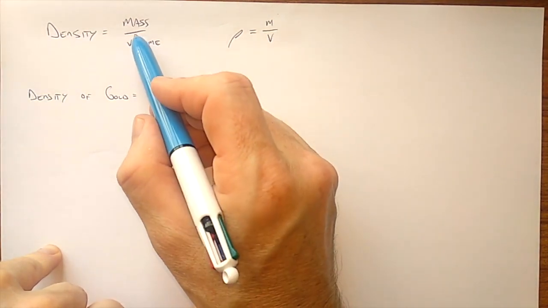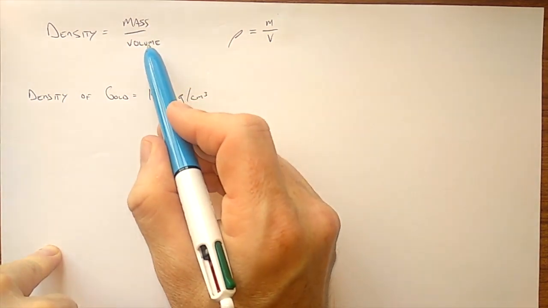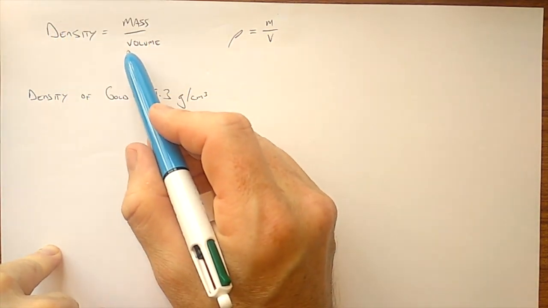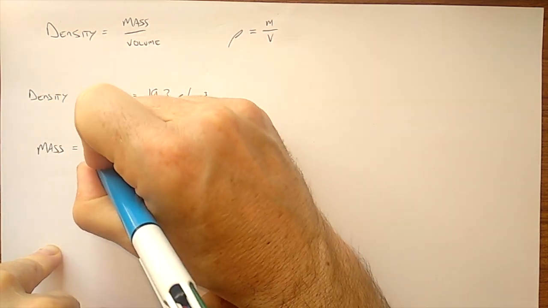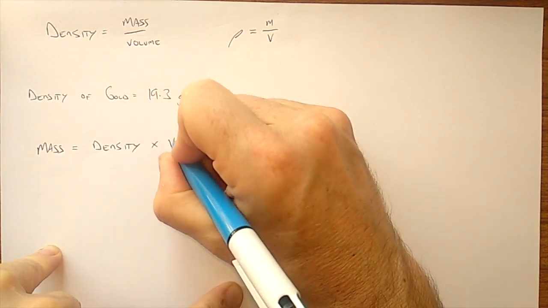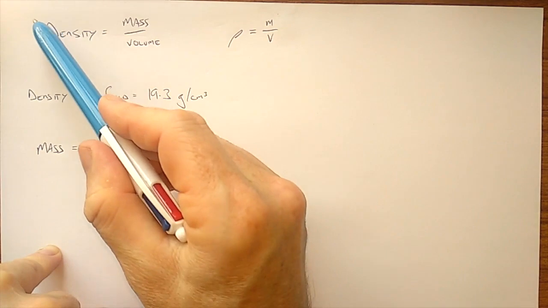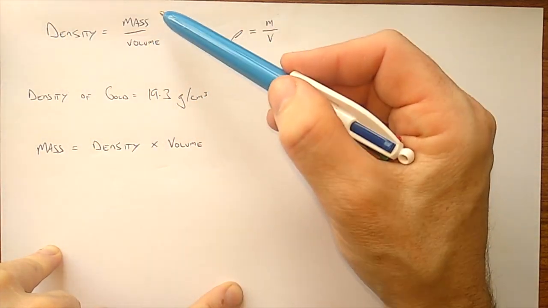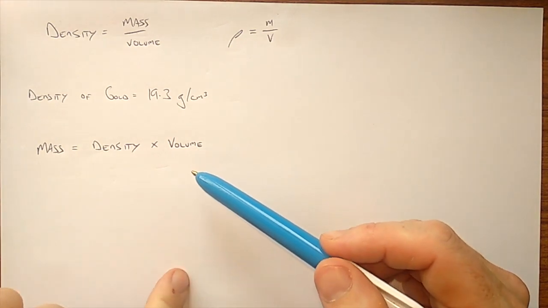If we take this equation here, we need to rearrange it a little bit so we have mass on one side. What we're going to do is multiply both sides by volume. So it ends up being the mass equals the density multiplied by the volume. It's like I brought the volume back up over this side, or if you prefer to think of it as multiplying by volume on both sides. That's our equation there.